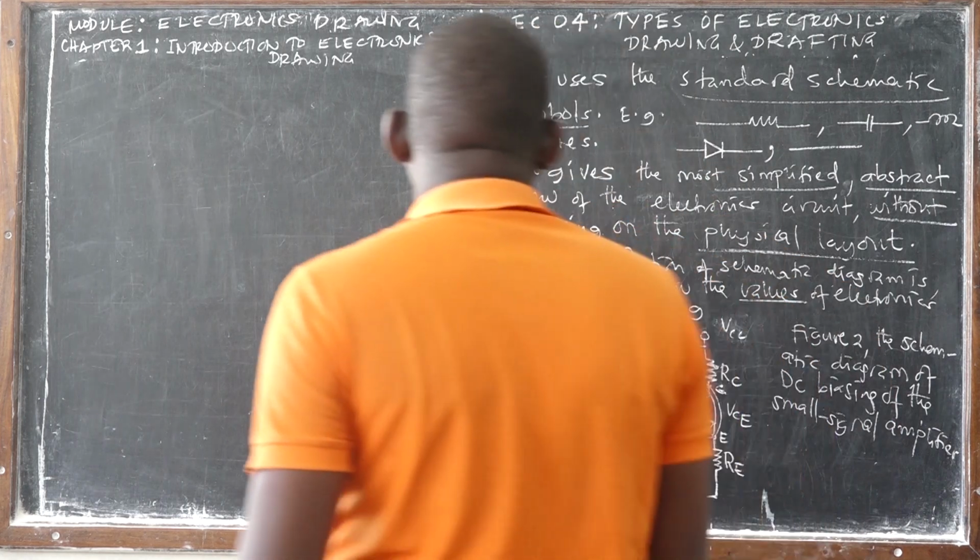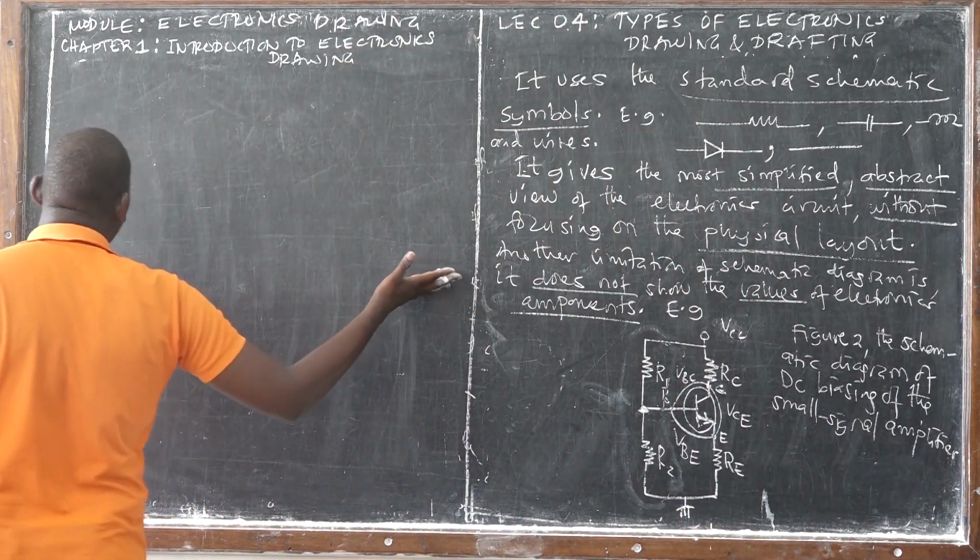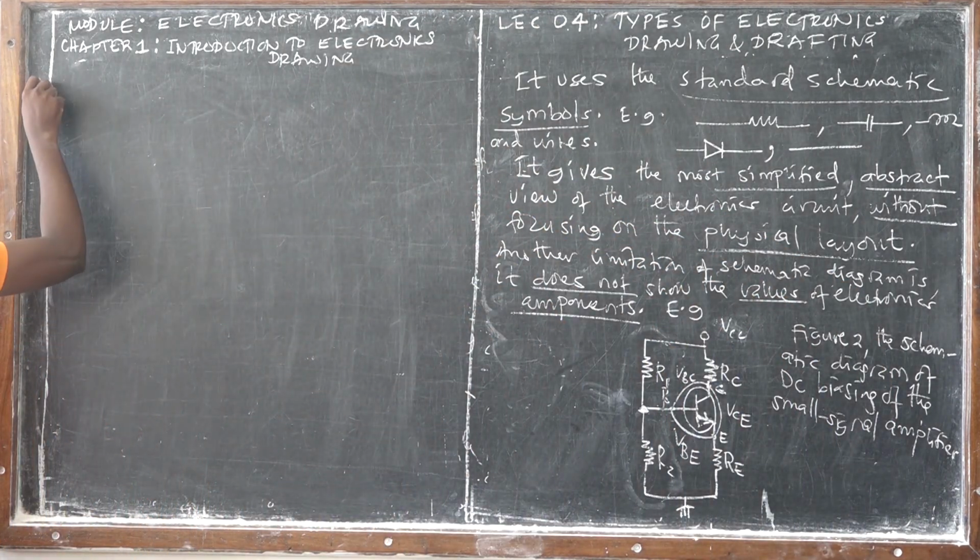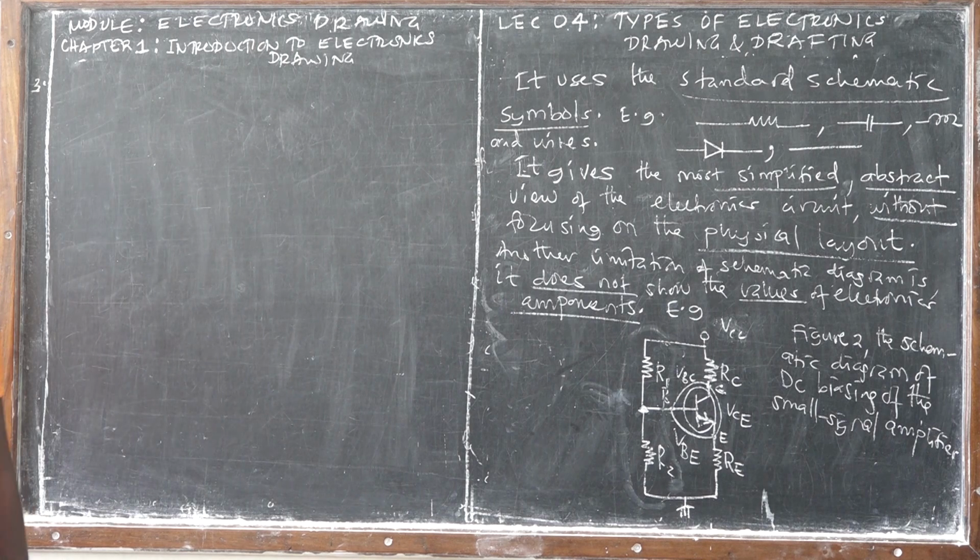Then another type. Do you have a question about schematic diagram? Do you have a question? Pardon? Can you speak loudly, Jackson? I have not understood the first limitation of the circuit diagram. The first C limitation.